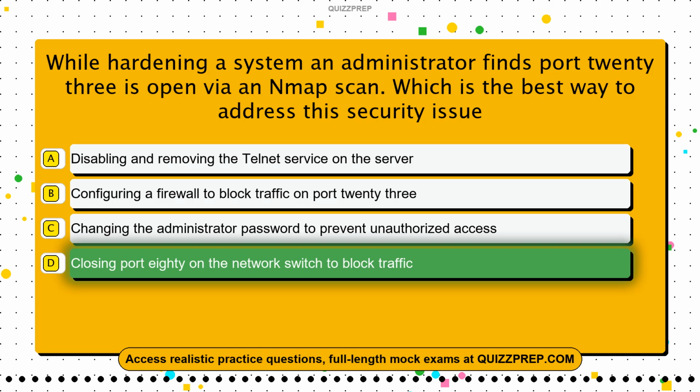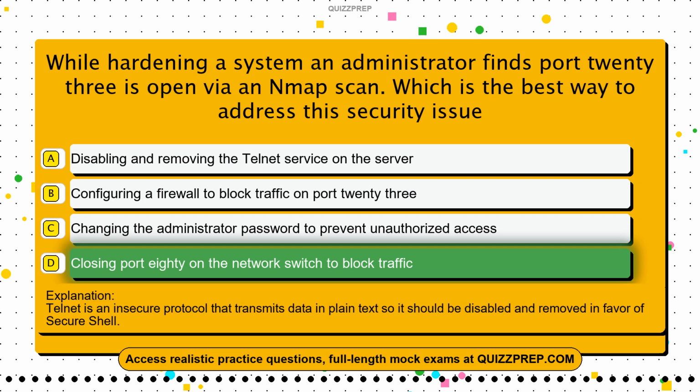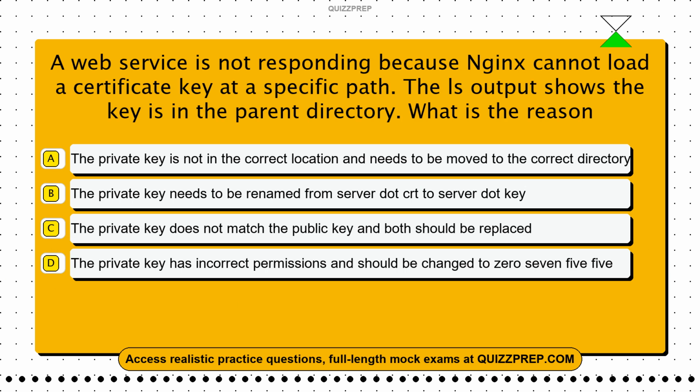The correct answer is option D. Closing port 80 on the network switch to block traffic. Telnet is an insecure protocol that transmits data in plain text, so it should be disabled and removed in favor of secure shell. Question 64. A web service is not responding because Nginx cannot load a certificate key at a specific path. The ls output shows the key is in the parent directory.